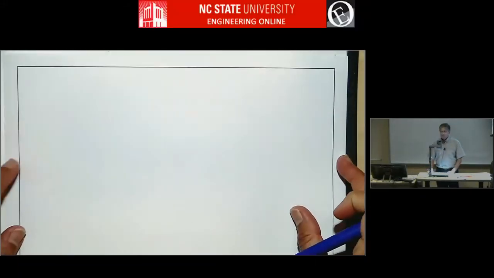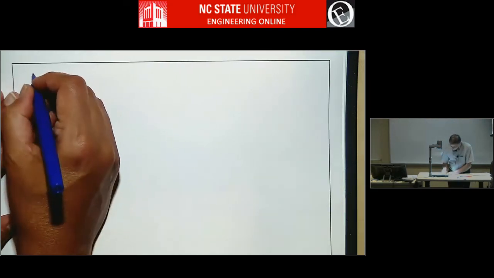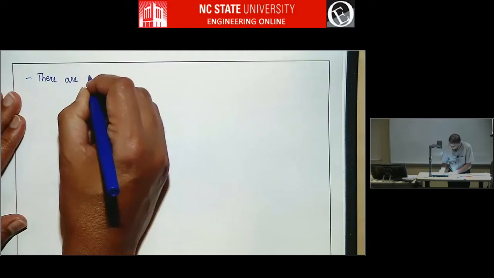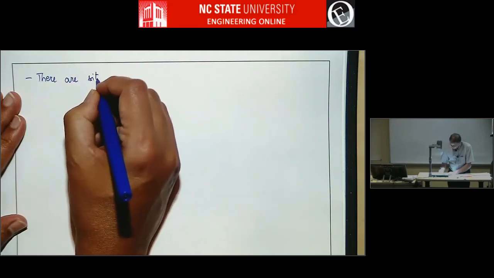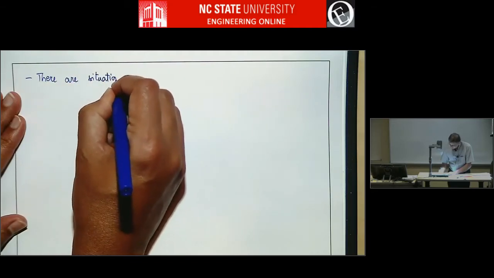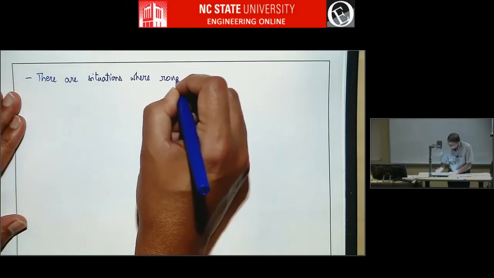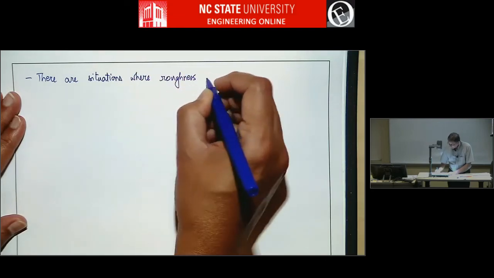Okay, so we looked at where surface roughness is bad, right? Surface roughness causes laminar flow to transition to turbulent and increases skin friction drag. But there are situations where roughness actually helps. And sometimes roughness is added intentionally.